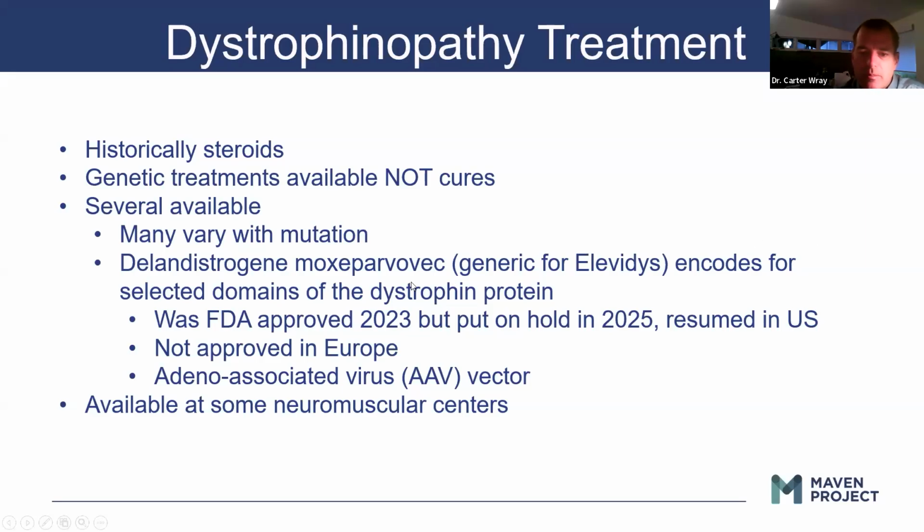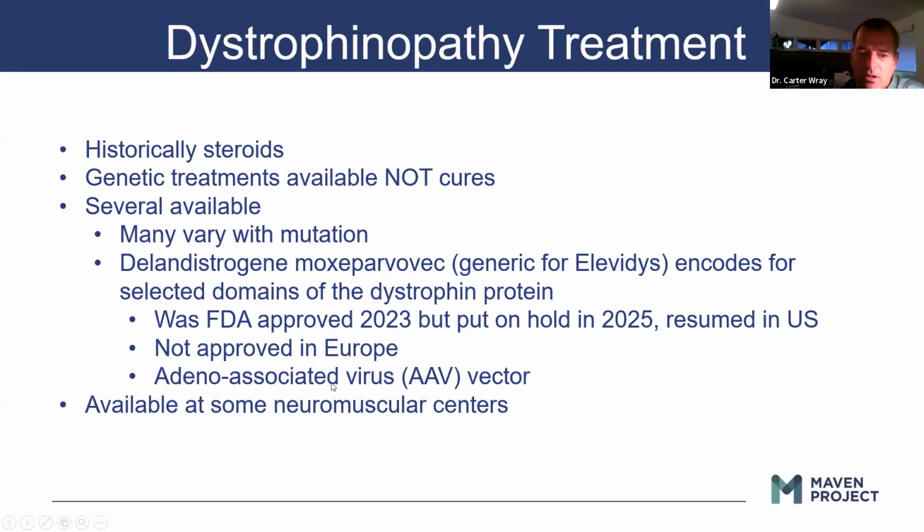There is also a genetic therapy that tries to get them to express an amalgamated, they call it a microdystrophin, but they've trademarked that, which I hate. But a smaller dystrophin that has some of the domains. It got approved just a few years ago. It was put on hold earlier this year. I think they've resumed using it here in the US. The Europeans, however, did not allow it to be used.